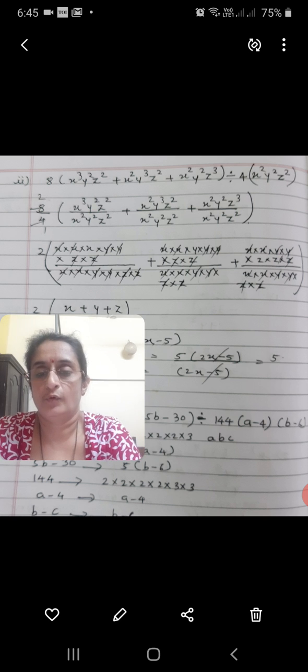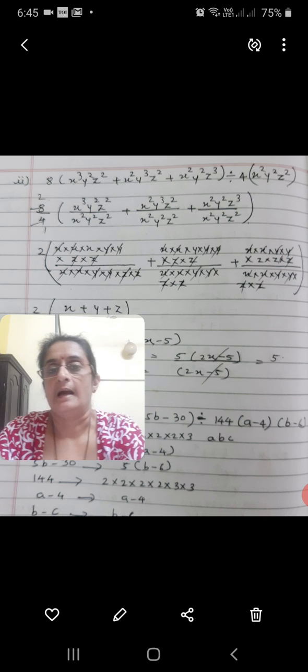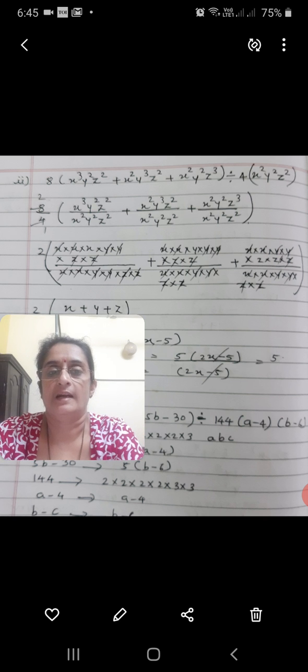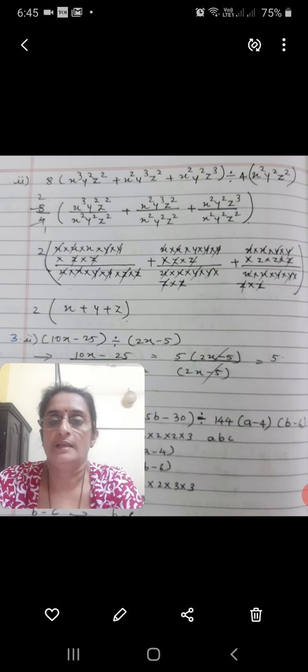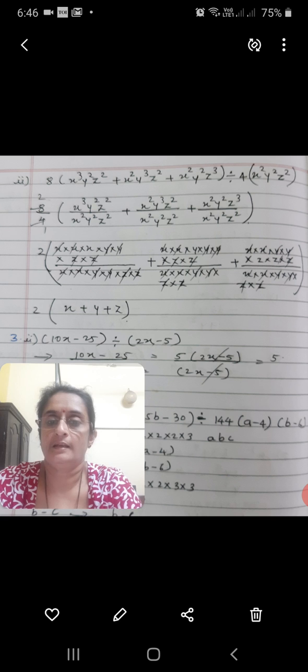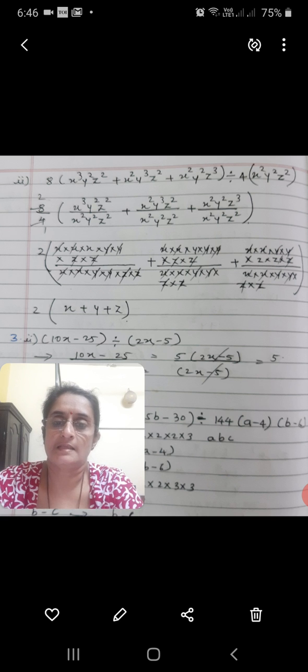8 divided by 4, all the numbers together we will write, and we will write first term divided by x²y²z², second term divided by x²y²z², third term divided by x²y²z². Like the previous question, we will cancel whatever is common in all three terms. After cancelling, in the first term only x remains, in the second term only y remains, in the third term only z remains. And when you divide 8 by 4, you will get 2. So the answer will be 2(x + y + z).